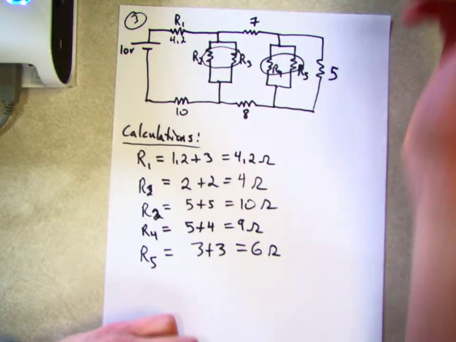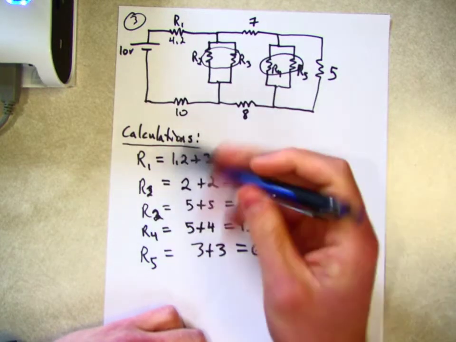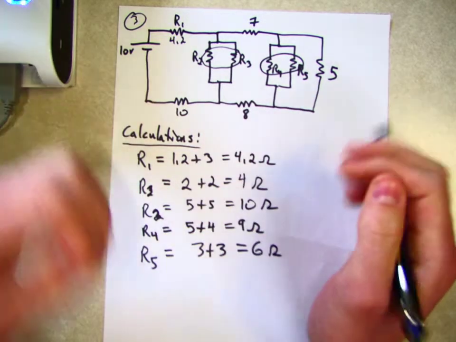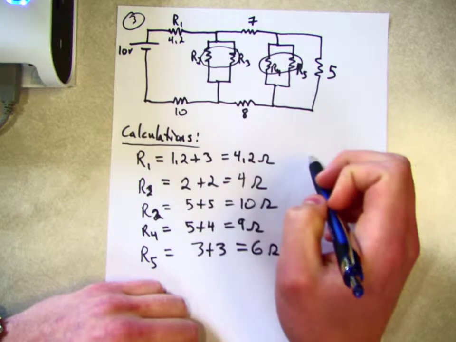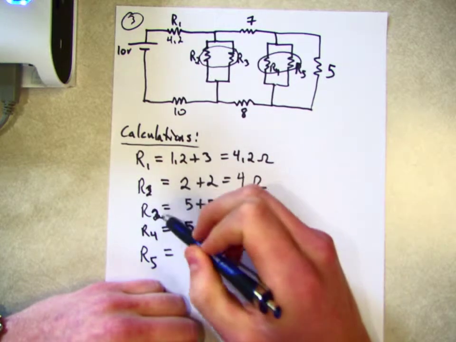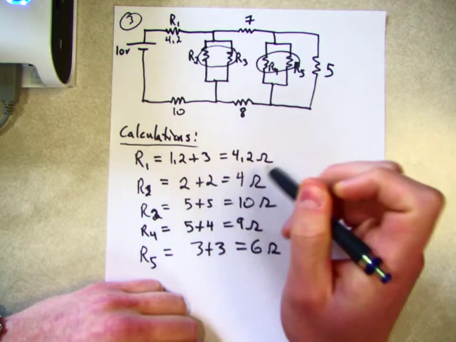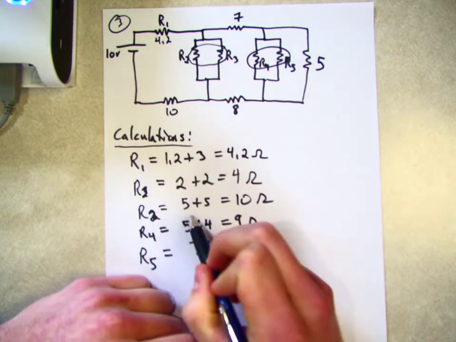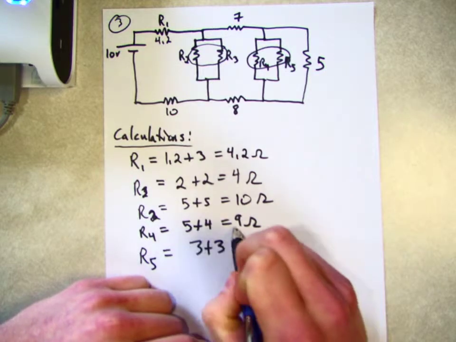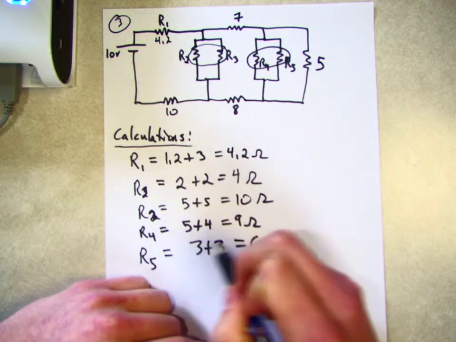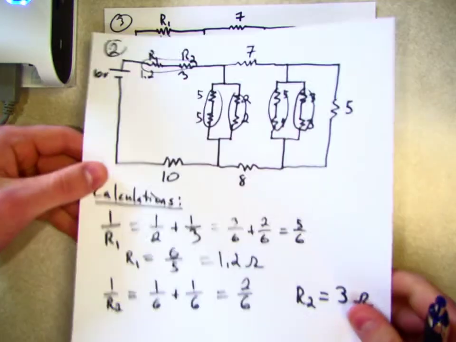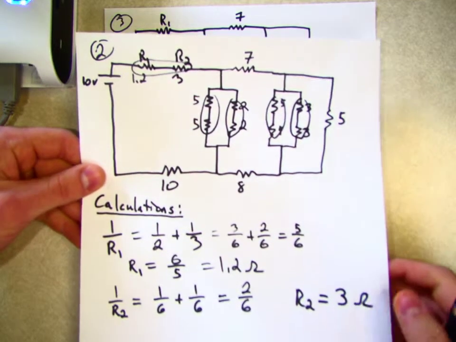So this next step will be R1, these are all just in series, so it's pretty easy. You just have to add them together. There's no taking the inverse or anything like that. It's just adding the resistances together, which is 1.2 plus 3 equals 4.2 ohms. R3 is equal to 2 plus 2 ohms, which is equal to 4 ohms. Then R2 is equal to 5 plus 5 ohms equals 10 ohms. R4, 5 plus 4, 9 ohms. R5, 3 plus 3, 6 ohms. And if you remember from the previous diagram, that's just what those values were, as you can see there.